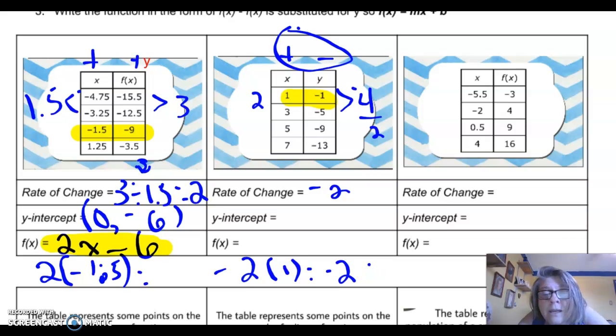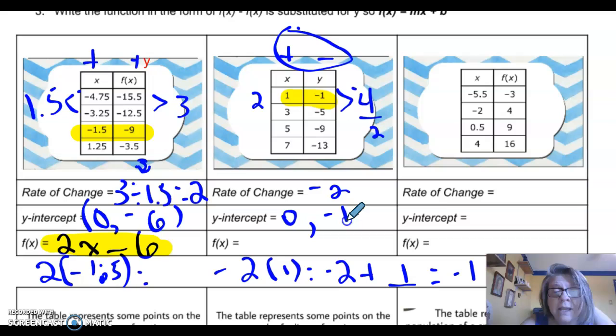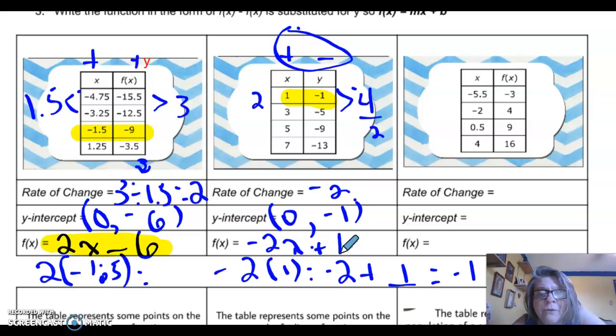And I need to know -2 plus what will get me to -1. And I just have to climb up the ladder 1 time. So my y-intercept is 0, 1. Now that I have my slope and my intercept, then I can write my equation. My equation is going to be f of x, which is the same as y, equals -2x plus 1.